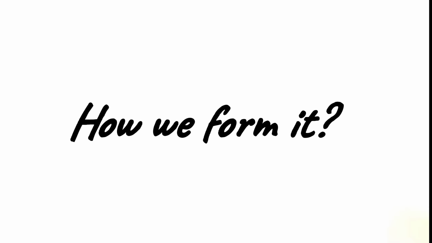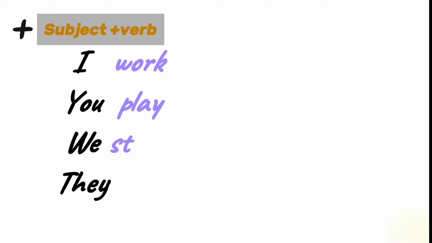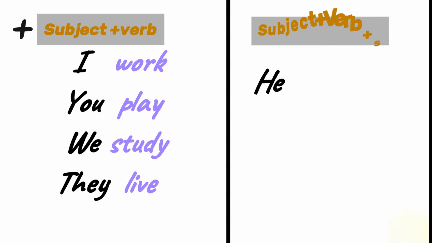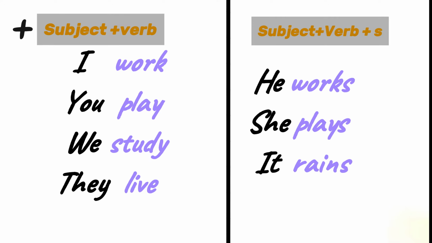Now, let's see how we form it. For most verbs, it's very easy. For I, you, we, they, the verb stays the same. I work, you play, we study, they live. But with he, she, it, we add s at the end. He works, she plays, it rains.